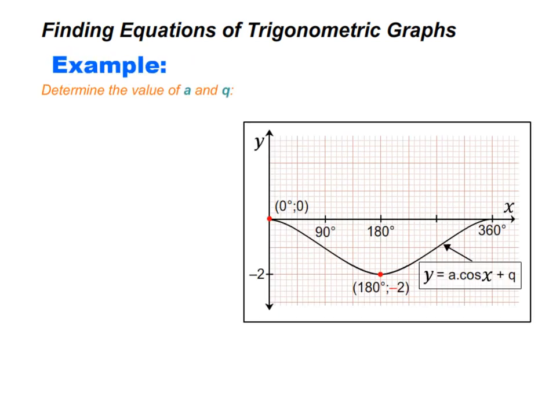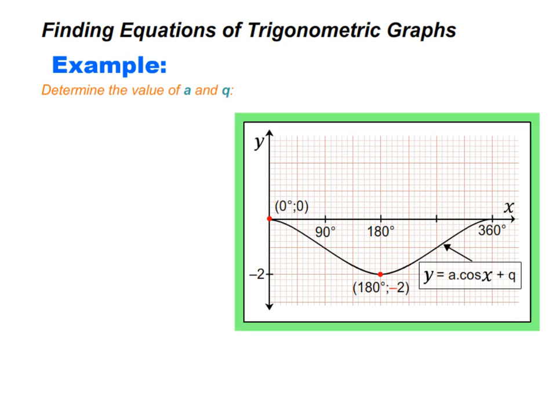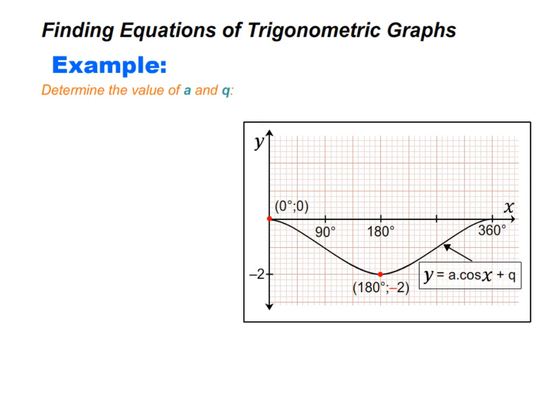Let's have a look at another example. In this example, we want to determine the values of a and q. Look at the graph. In this example, we are given a graph with the equation y is equal to a multiplied by cos x plus q, and we want to use the graph to determine the values of a and q.